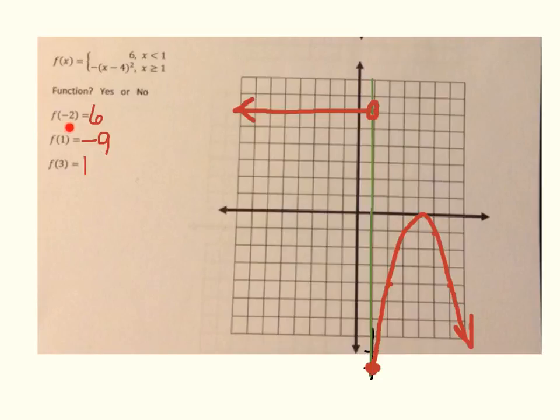So f of -2 will equal 6, and here it is. Here's -2 on the x-axis, and if I go up and meet the graph, it equals 6. f of 1 equals -9. Here's -1, here's 1, and its y value is -9. Notice again, that's a closed dot, so that's the solution, not 6. And f of 3: here's 1, 2, 3, and it equals -1.